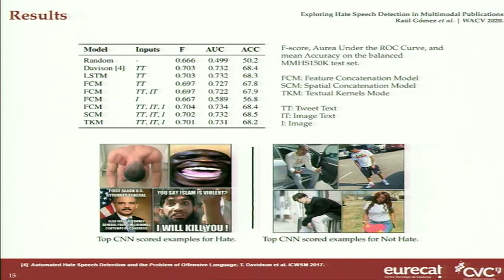Those are the results we get. The input columns show the inputs that are available for each one of the models. And the results show that both modalities, the visual and the textual modalities, are useful for the task of hate speech detection, but that the combination of both modalities does not boost the performance compared to unimodal textual detection. And on the bottom, we see the top scored images by the CNN for hate and non-hate. And as you see, the CNN is learning to detect nudity or meme images as suspicious to contain hate, and portrait images of people posing as non-malicious.